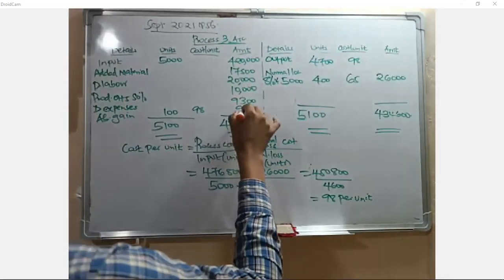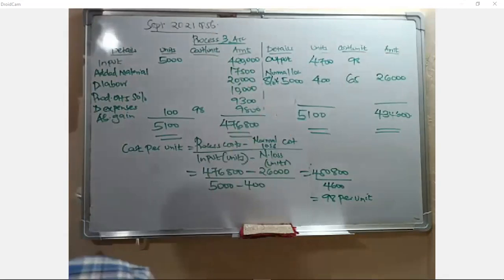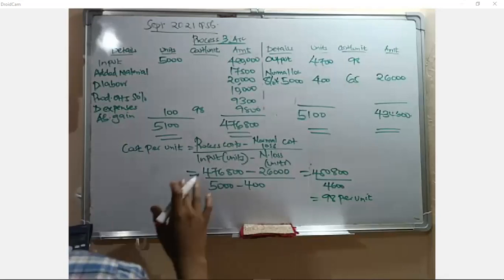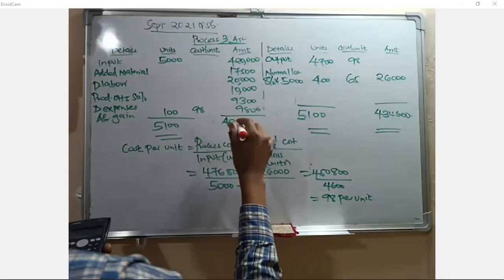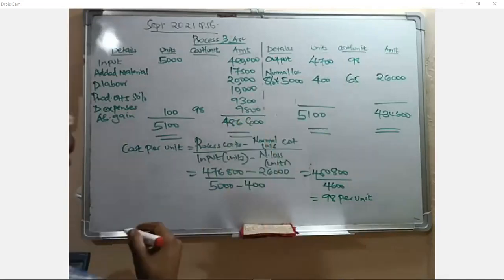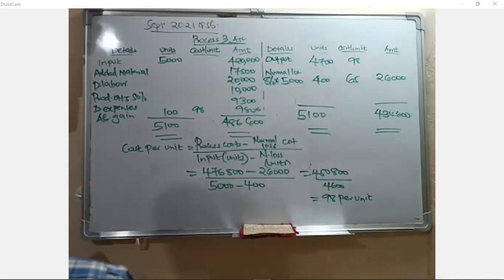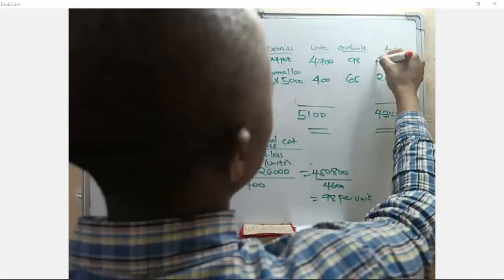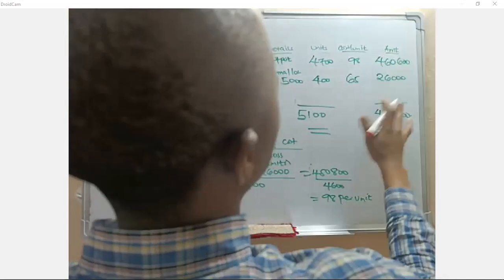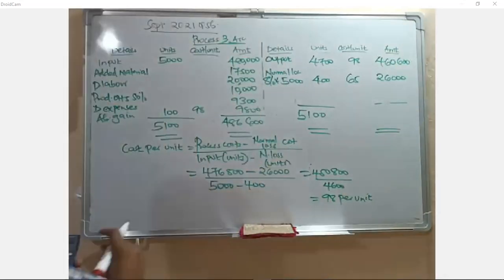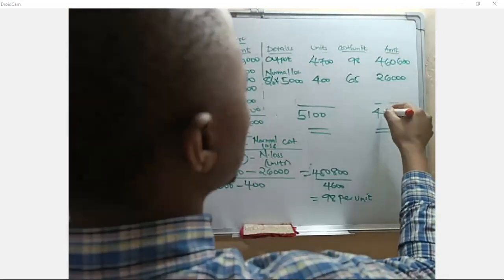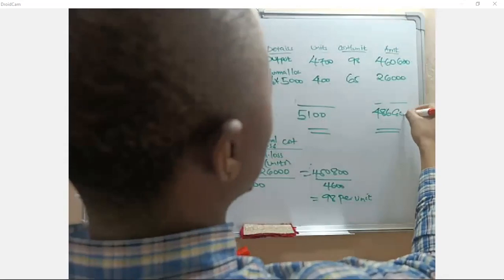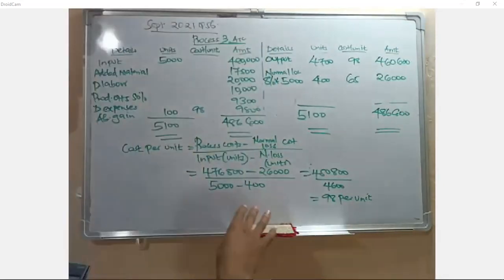This translates to 9,800. So to get my total, I just say 476,800 plus 9,800. We are getting 486,600 there. Let us go on the credit side. We just say 4,700 times 98, getting 460,600, right? So just add 26,000. We are getting 486,600. That is how you normally do these accounts.